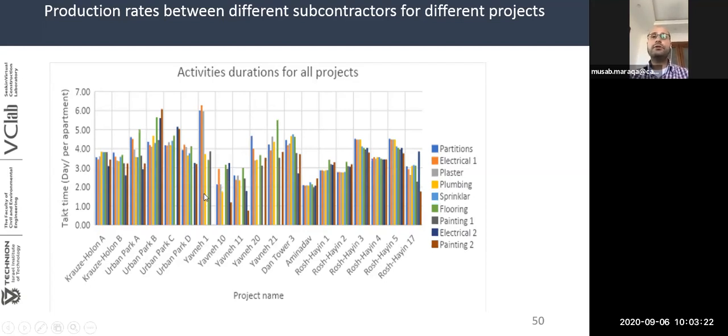We can see this also in Urban Park projects. But if we look at the Rosh Ha'ayin projects, which, as I said, have a combination of lean and BIM in the big room, we can see that the production rates between different subcontractors have approximately the same values with small variations. And this is true, when we got the construction flow index value, we have the highest value for these projects. Also for the Amina Davi project, although I said it was in the first activities of the finishing phase, still if we look at the production rate between different subcontractors, we can see that they have approximately the same production rate.